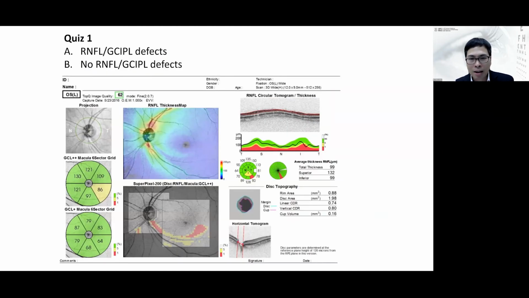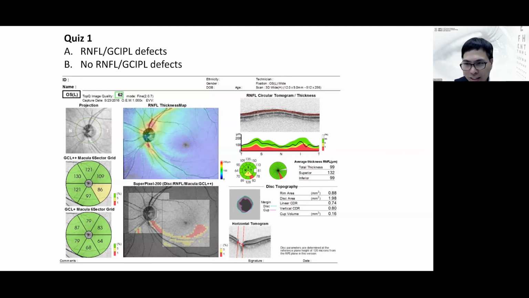So I have 5 quizzes for you, and I think it's a good time for us to take some exercise to see whether you're able to master some tips and tricks for interpretation of OCT. For quiz number 1, we have this OCT printout. The question for you is, are there retinal nerve fiber or GCIPL defects in this eye? A, yes. B, no. Polling time.